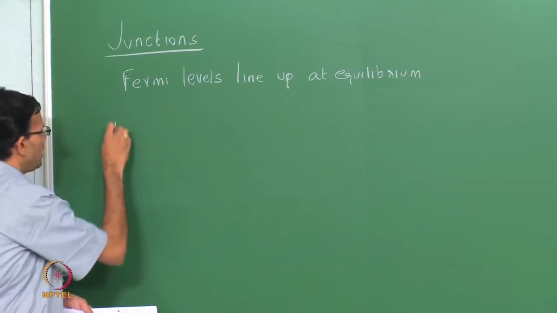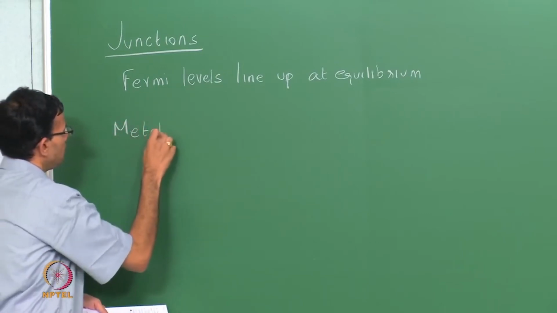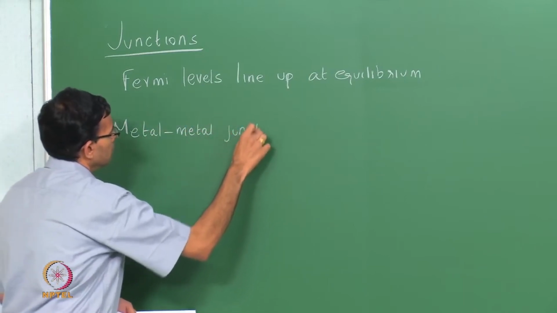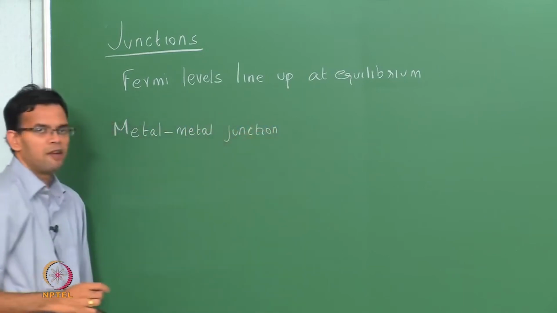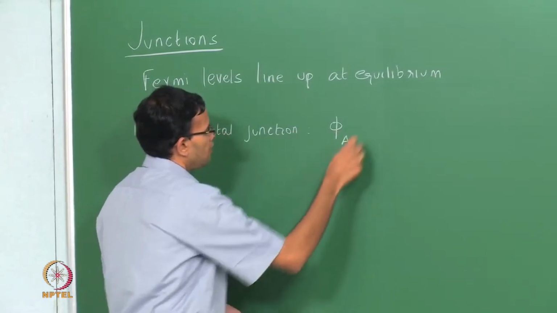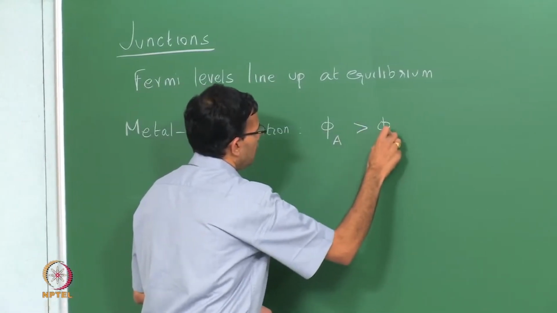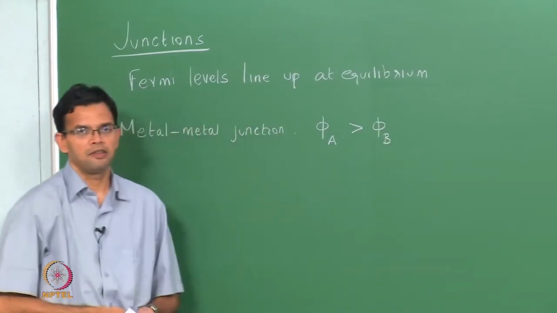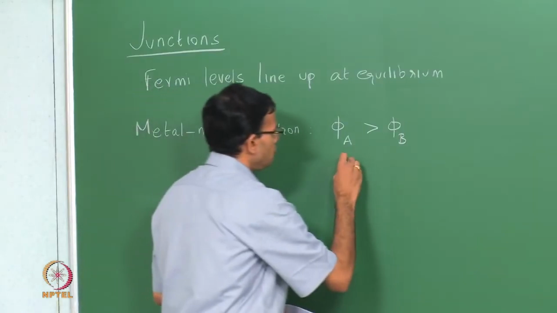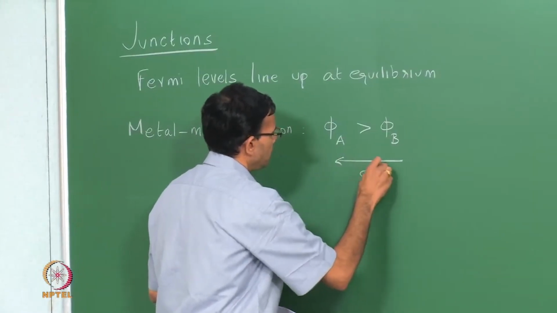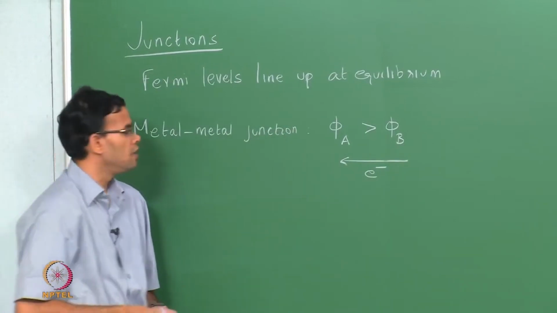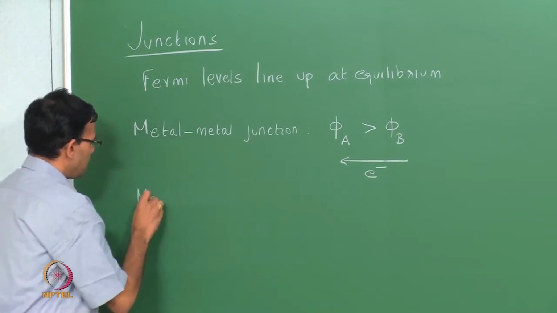We first looked at a metal-metal junction. So, we have two metals A and B with work functions phi A and phi B, and we also said that phi A is greater than phi B. In such a case, we found out that electrons will move from B to A, and this will create a contact potential. We then looked at metal semiconductor junctions.